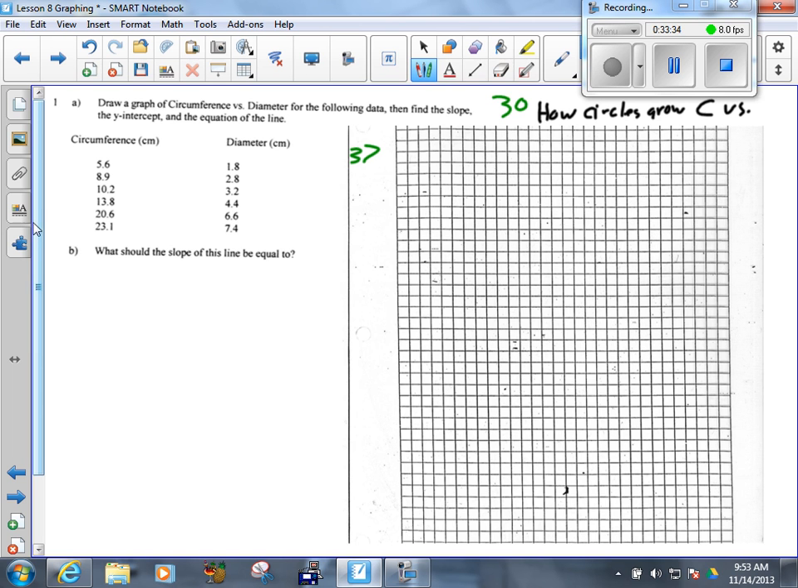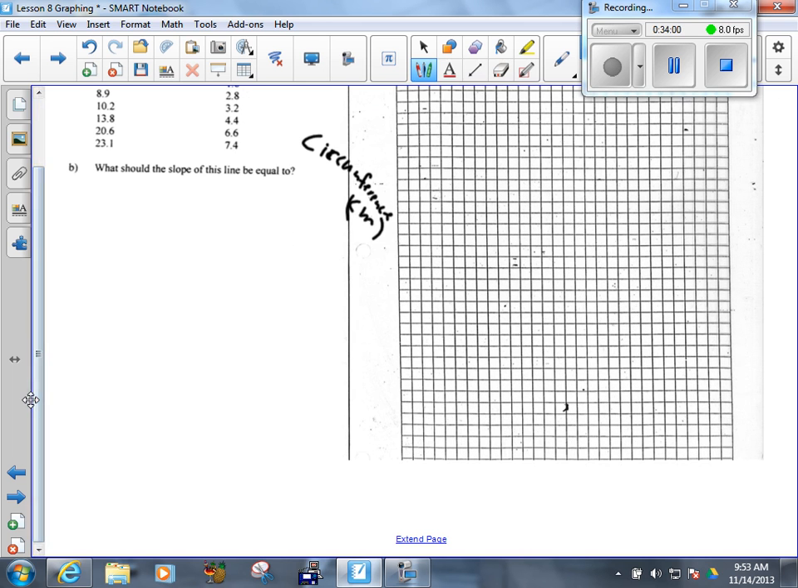Circumference versus, I don't have enough room here, so I'm abbreviating. Obviously, you never abbreviate on a title. How circles grow: circumference versus diameter. See, it's got a context. Now, we've said already that circumference is going to go on the y-axis, and that's going to be in centimeters. And I'm going to have diameter, and that's also going to be in centimeters.